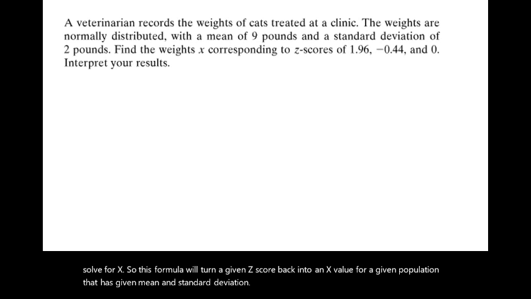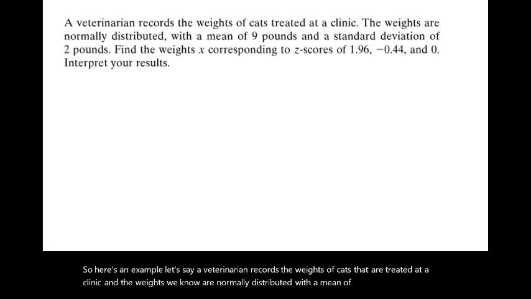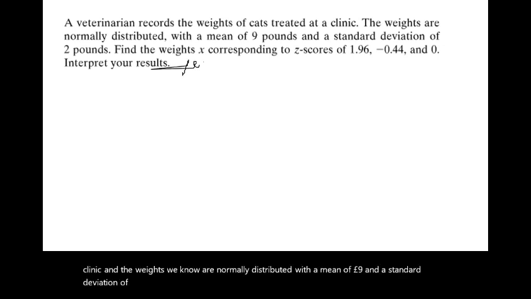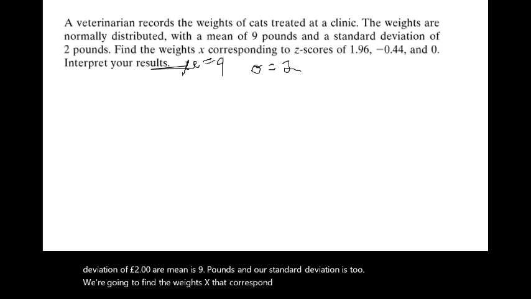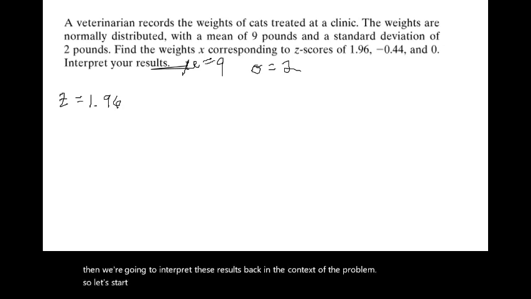So here's an example. Let's say a veterinarian records the weights of cats that are treated at a clinic. And the weights we know are normally distributed with a mean of 9 pounds and a standard deviation of 2 pounds. So our mean is 9 pounds and our standard deviation is 2. We're going to find the weights X that correspond to Z-scores of 1.96, negative 0.44, and 0. And then we're going to interpret these results back in the context of the problem. So let's start off with 1.96.